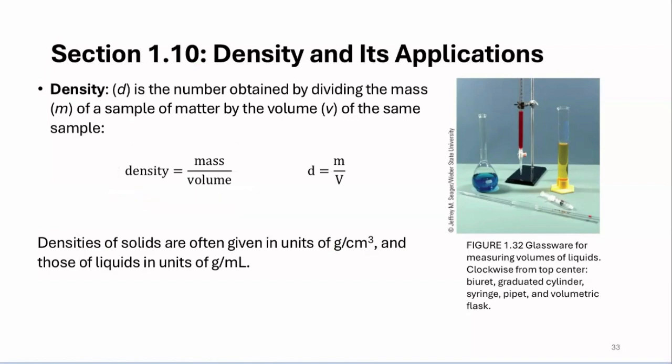Density equals mass over volume. At times, you can see the abbreviation for each one of those measurements, so D equals M over V can also be utilized. The density of solid substances is given in units of grams per centimeter cubed, while the density of liquids tends to be given in grams per milliliter.